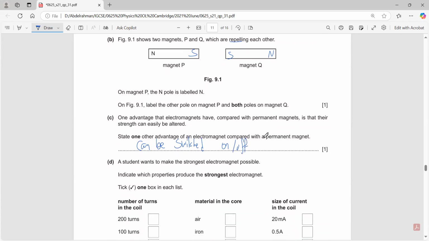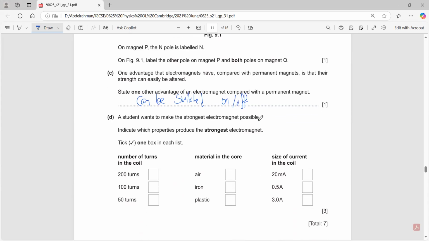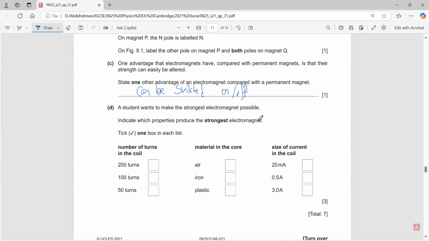A student wants to make the strongest electromagnet. How can you increase the strength? What should I do to the number of coils? Definitely, I need to increase the number of turns. What should I do to the core? Iron, air, plastic? Yes, it should be iron.